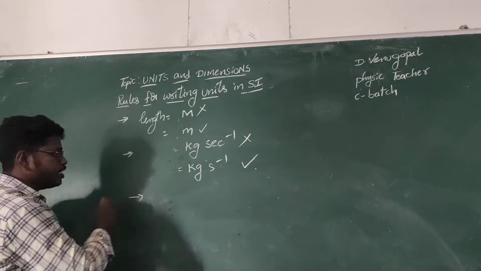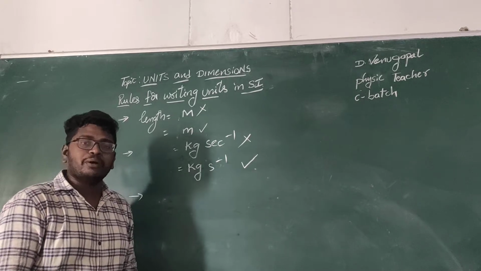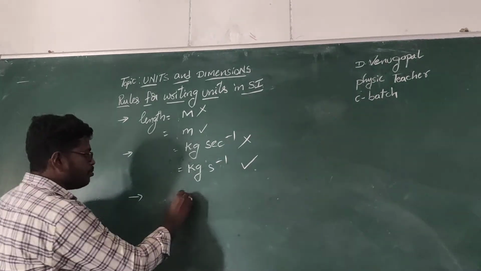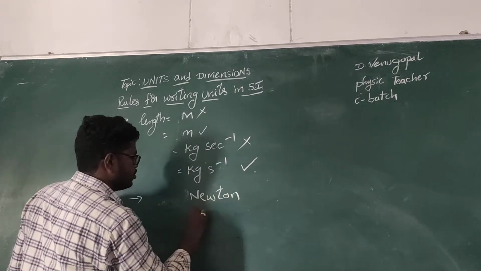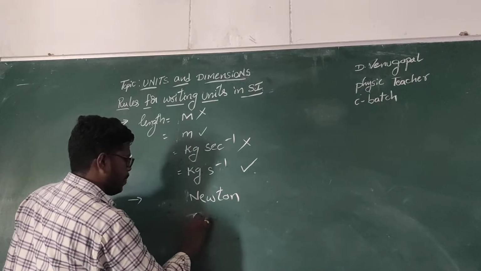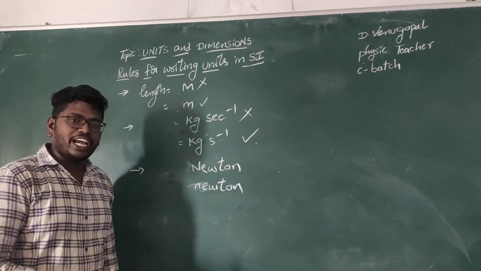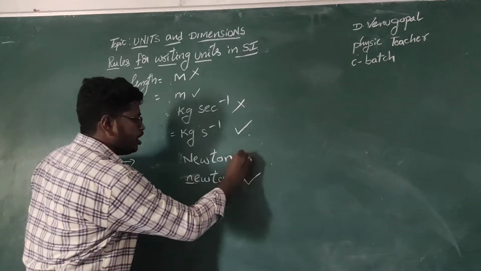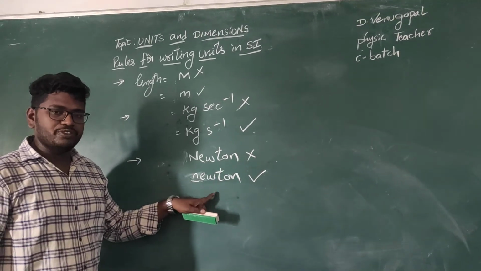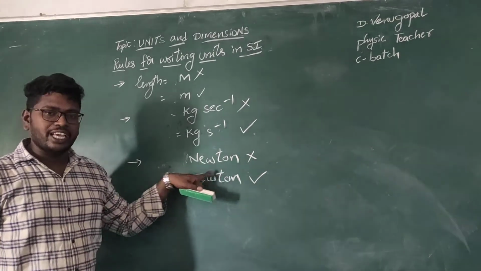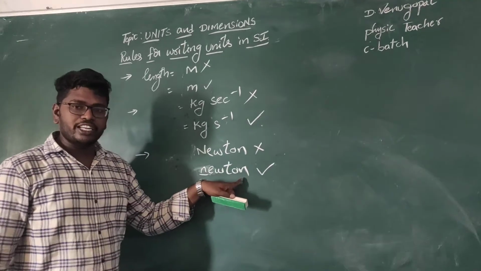And coming to the third one: in honor of the scientists, some of the units were named after the scientists. For example, Newton. If you want to write the names of the scientists as units, we need to start with the initial letters in small letters. The initial letter and all letters we should write as small. We didn't write them as capital. If you write as small letters, then only it is correct.